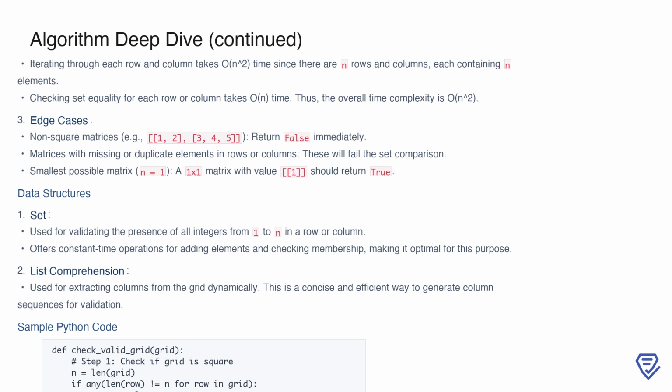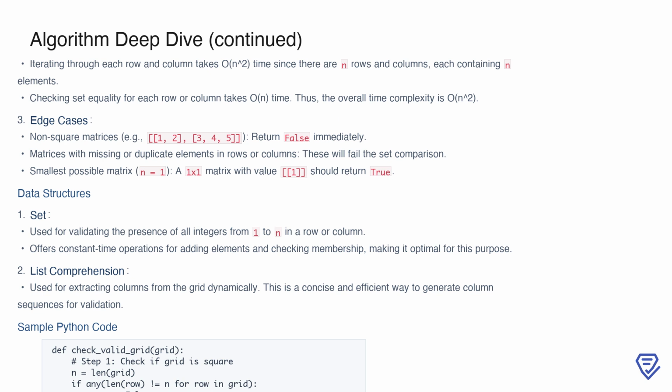For instance, if the input matrix is not square, such as [1, 2, 3], [4, 5], we should return false immediately. Similarly, if any row or column has missing or duplicate elements, the validation will fail, as the set comparison will not hold. For the smallest possible matrix, such as a 1x1 grid with the value 1, the algorithm should correctly return true.